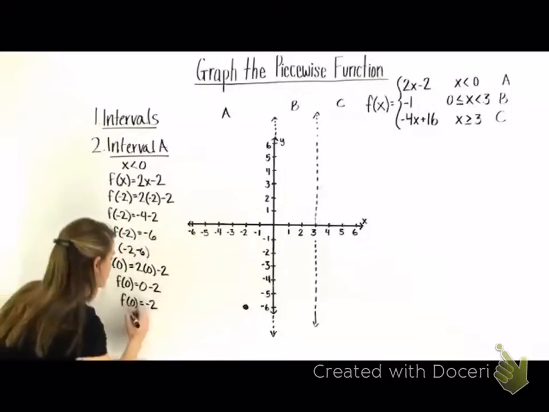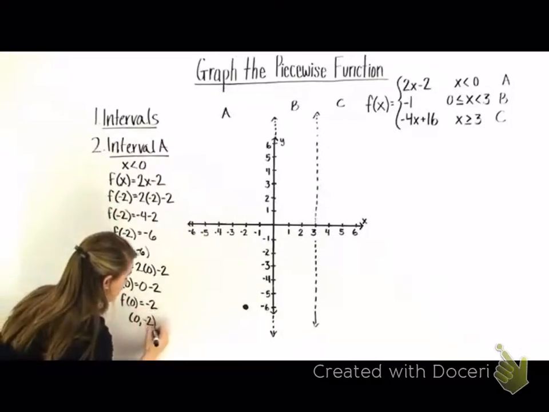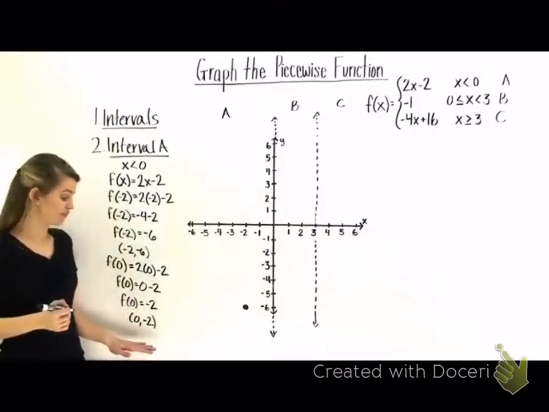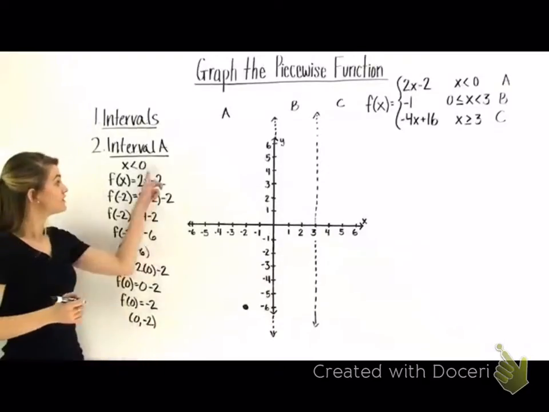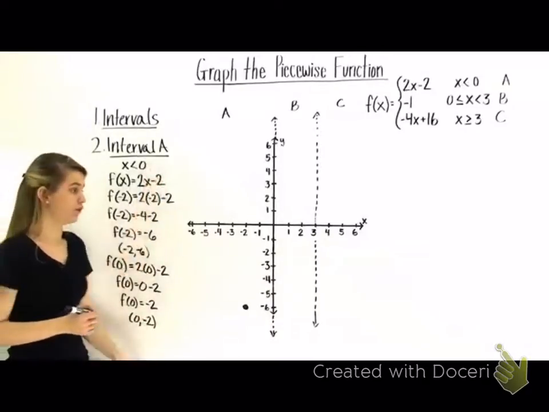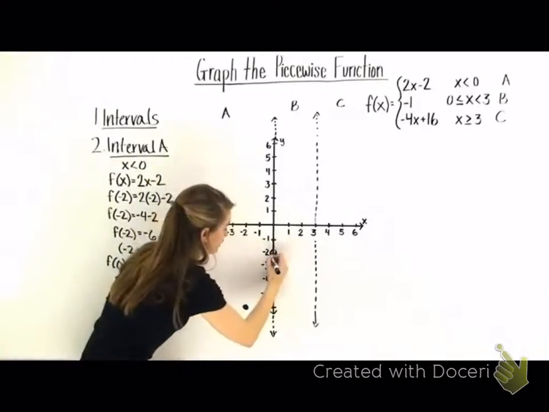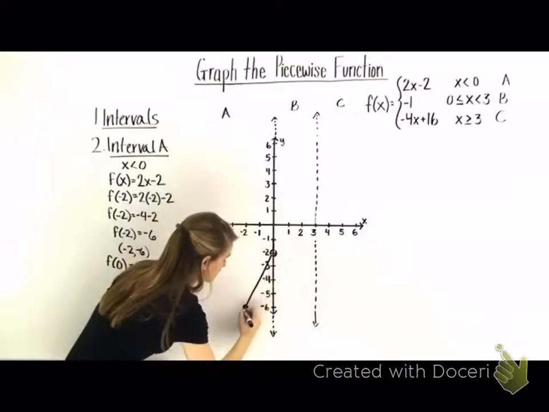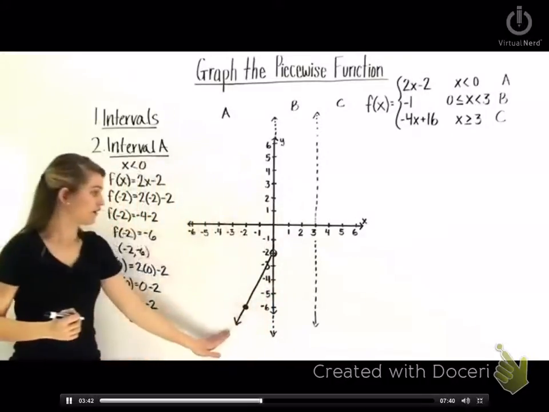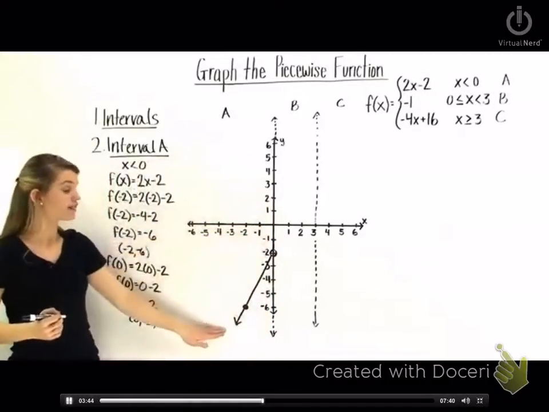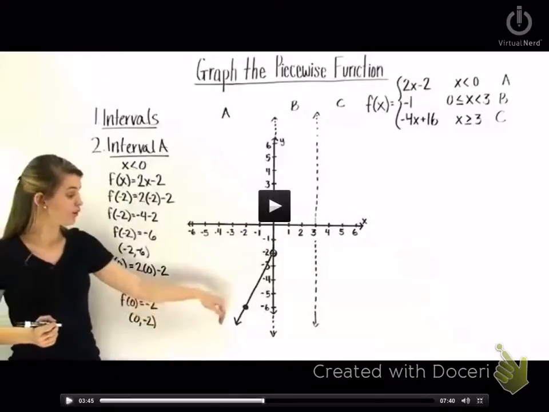We need to graph the point then 0, comma, negative 2. And again, at this point there will be an open circle since 0 is not included in this interval. We can connect and we get this line right here. Again, this is for all x values less than 0. So it can only be seen from here over. I can't use any of these x's.